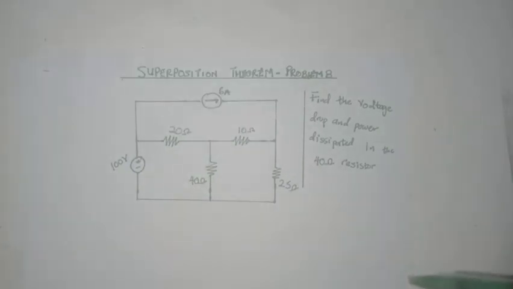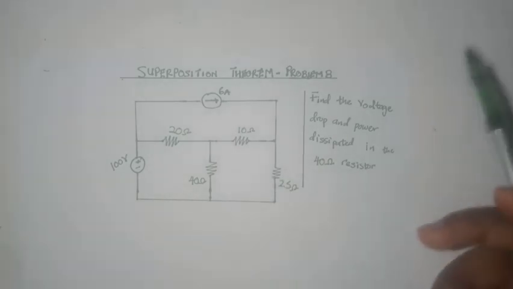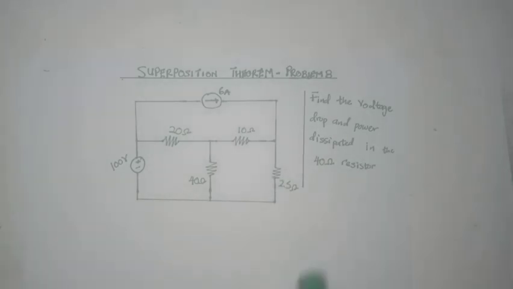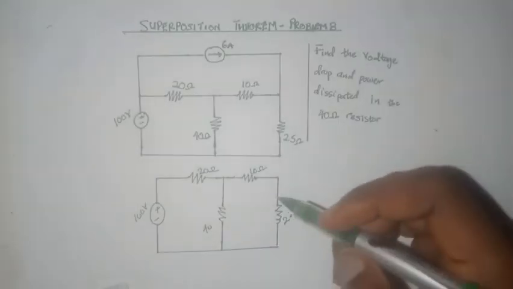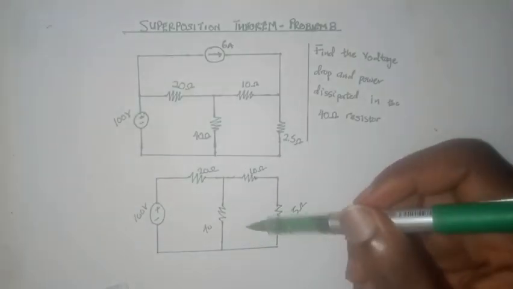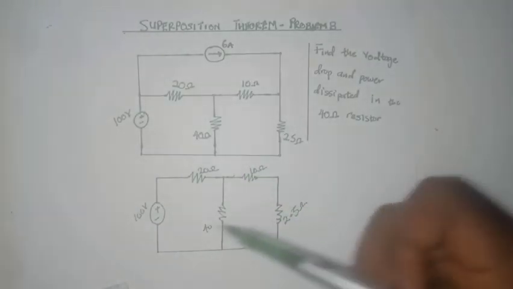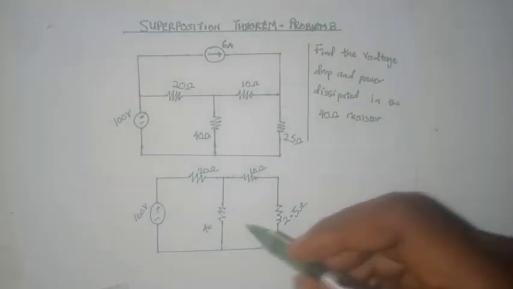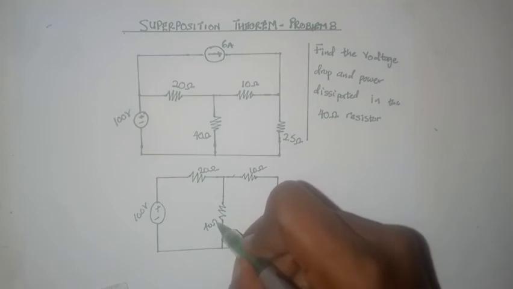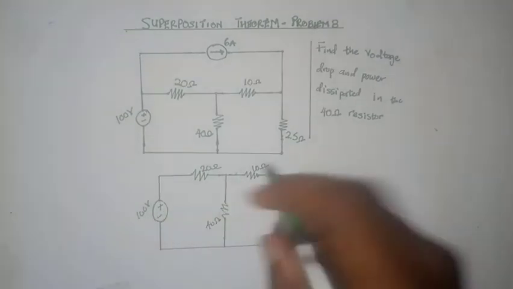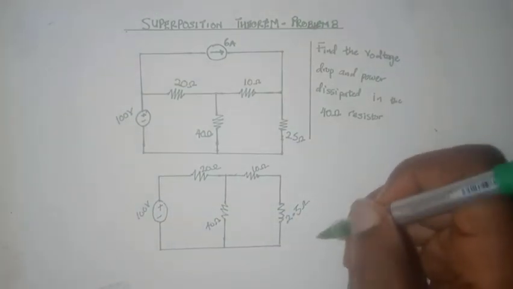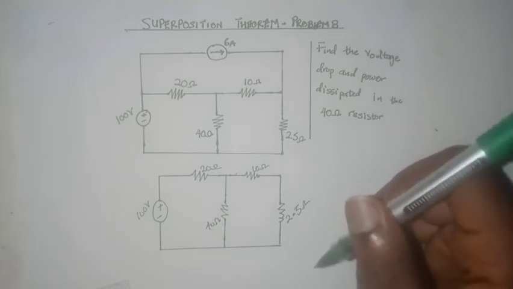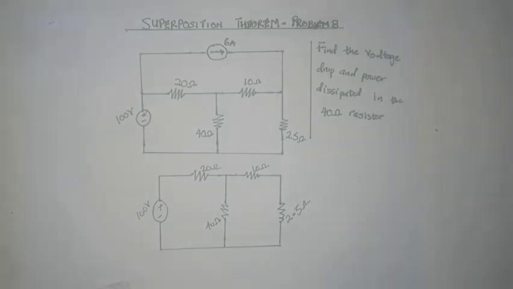Turning off a current source results in an open circuit. Then the circuit will look something like this, with the current source absent. What we want to do next is find the voltage drop due to this power source, and for that we can simply use nodal analysis.